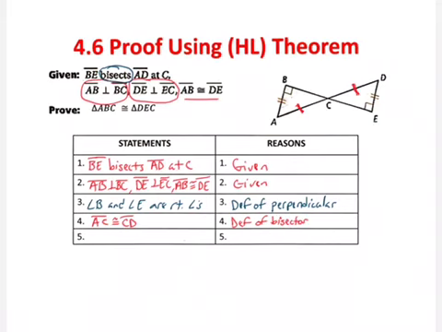Now that I have that, I have a pair of hypotenuses, a pair of right angles giving me right triangles, and a pair of legs. So my last step, the two triangles are congruent. In this case, triangle ABC is congruent to triangle DEC by hypotenuse leg theorem.